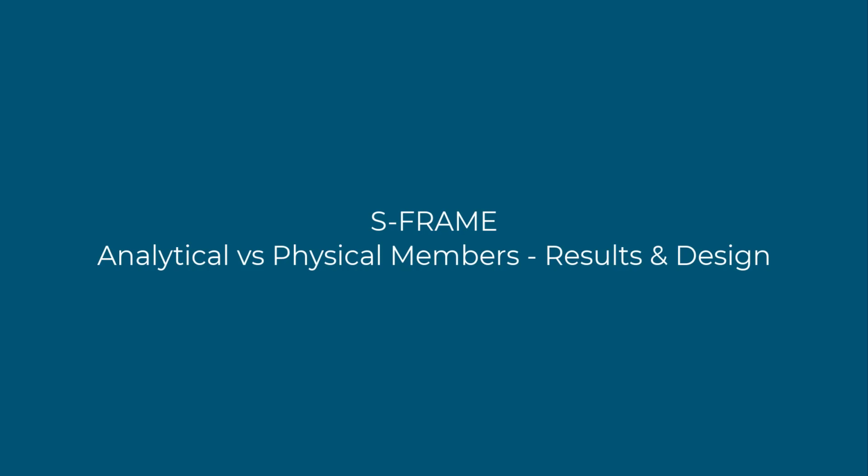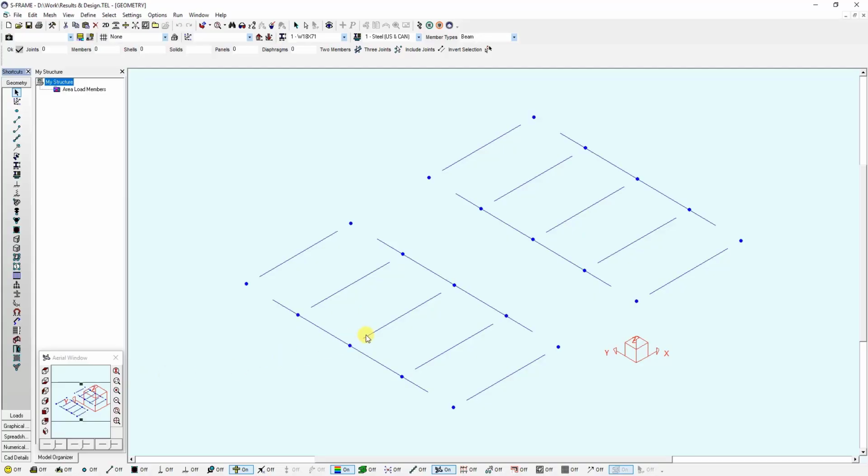In this video, we will talk about some things to keep in mind when modeling analytical and physical elements, specifically about the result and design differences. Here I have two similar models showing some physical members in the long span and analytical members in the short span.